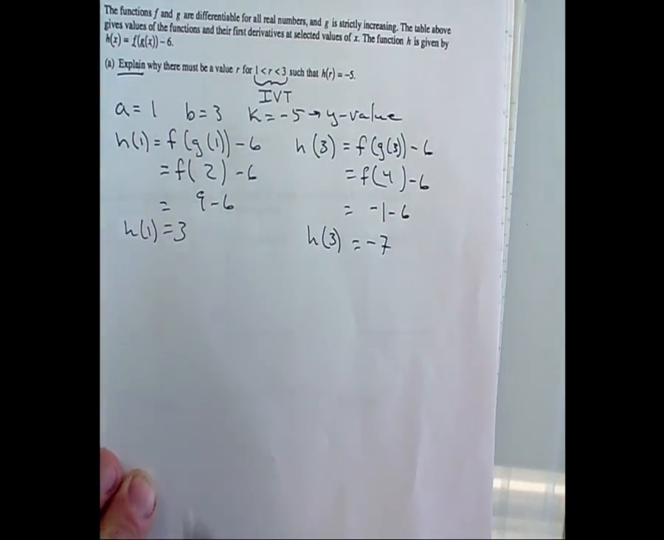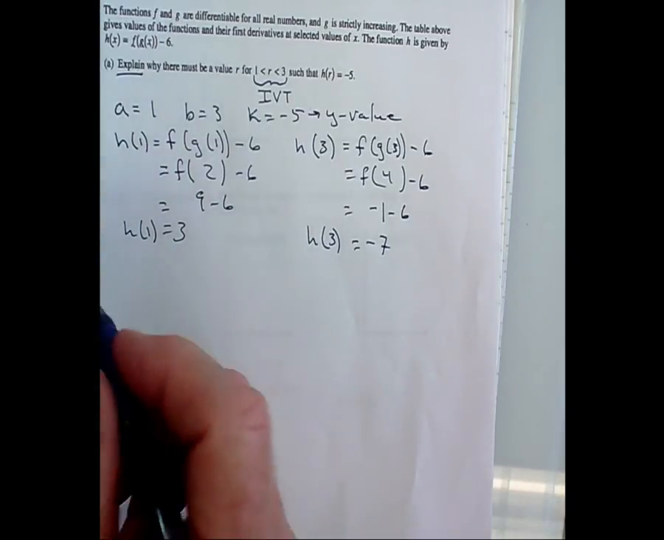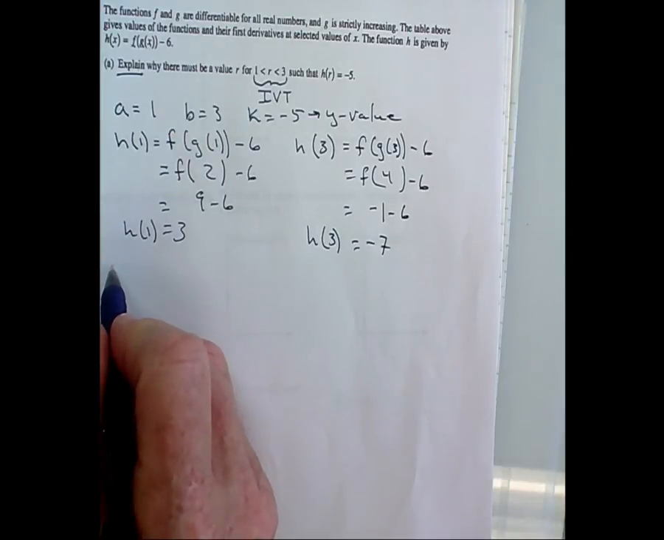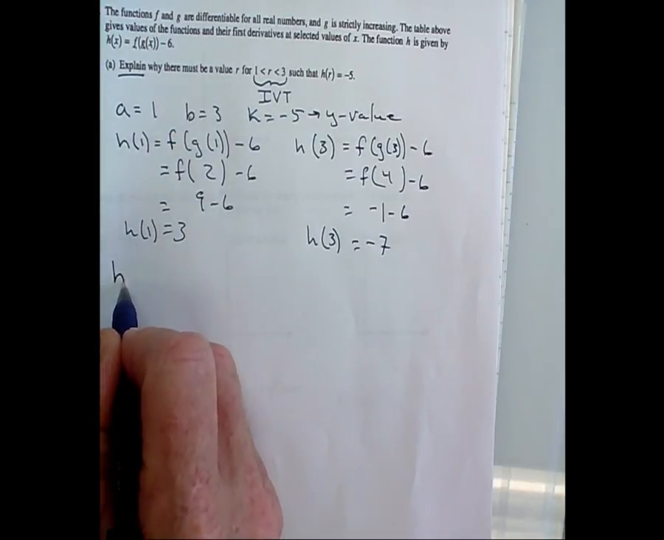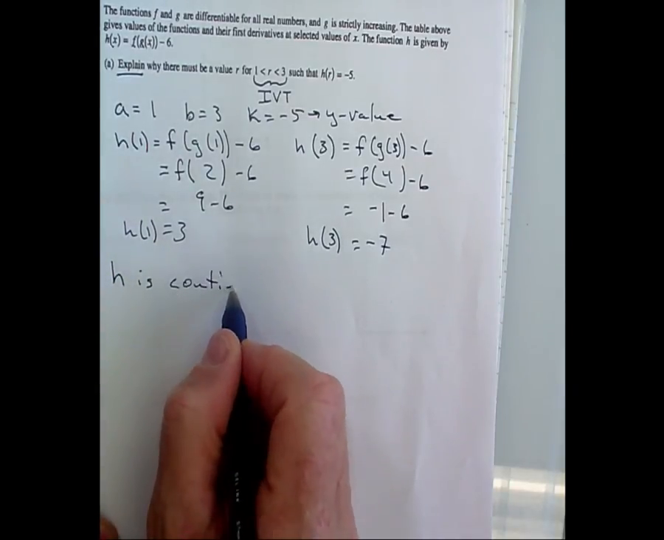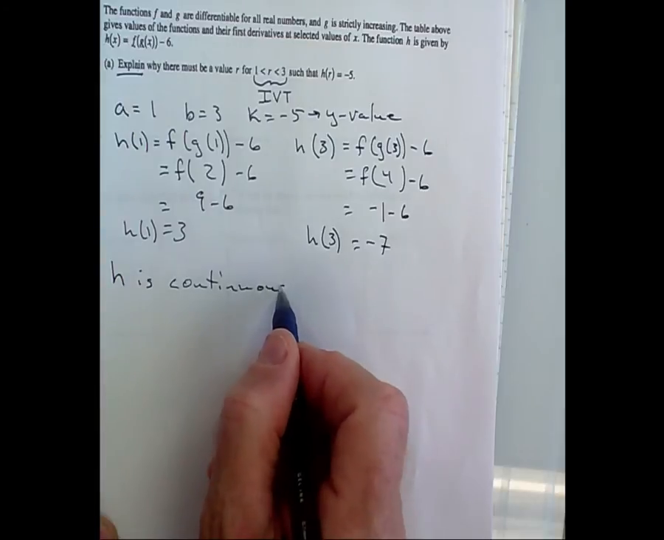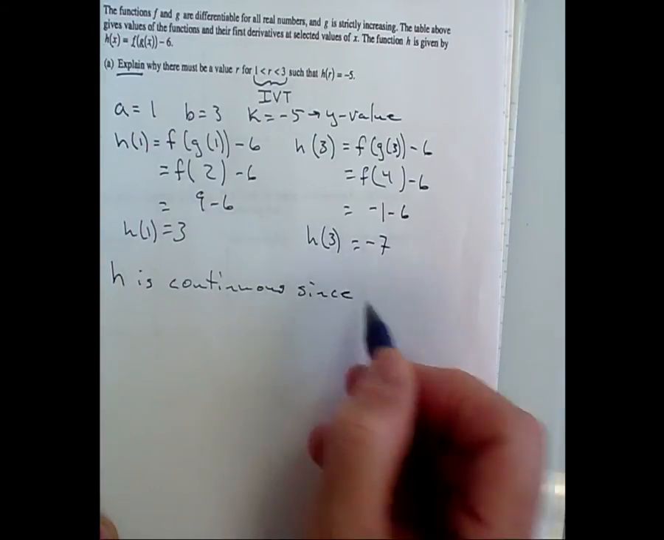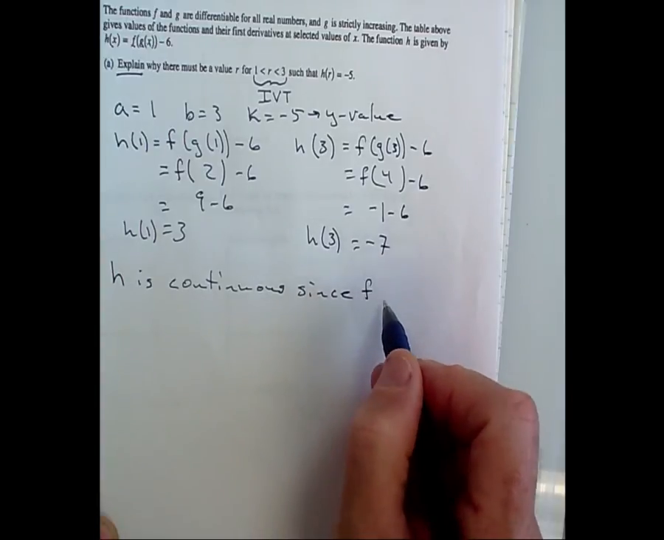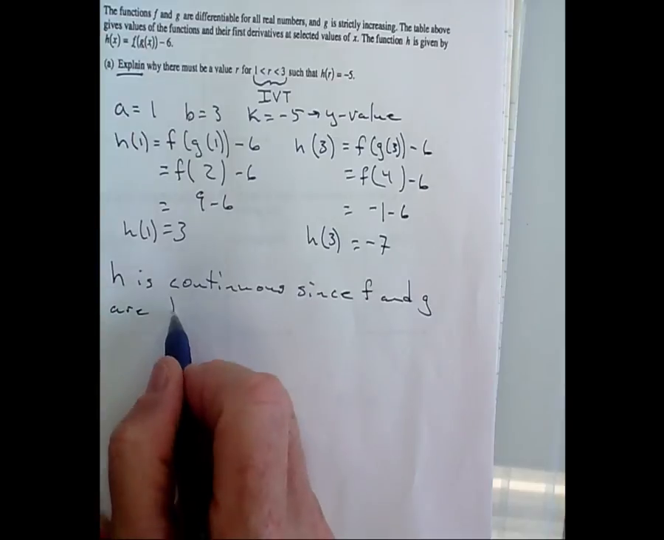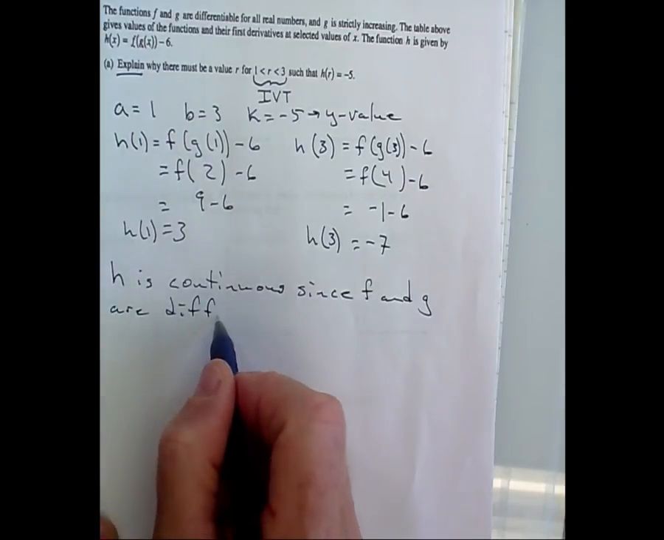So Allie, we got all the information, so I'm going to start out this way. And this is what you don't know, but you do know I need to say H is what? Continuous. Now this is the part you don't know. You will know in a couple weeks. H is continuous since F and G are differentiable.